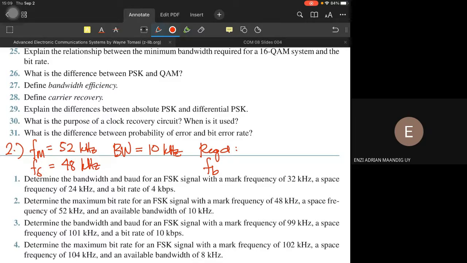Next, no one has answered at the back. Answer this add problem. Bandwidth is... Two. So, two: delta F plus FB, plus data rate. Bandwidth is 10K.